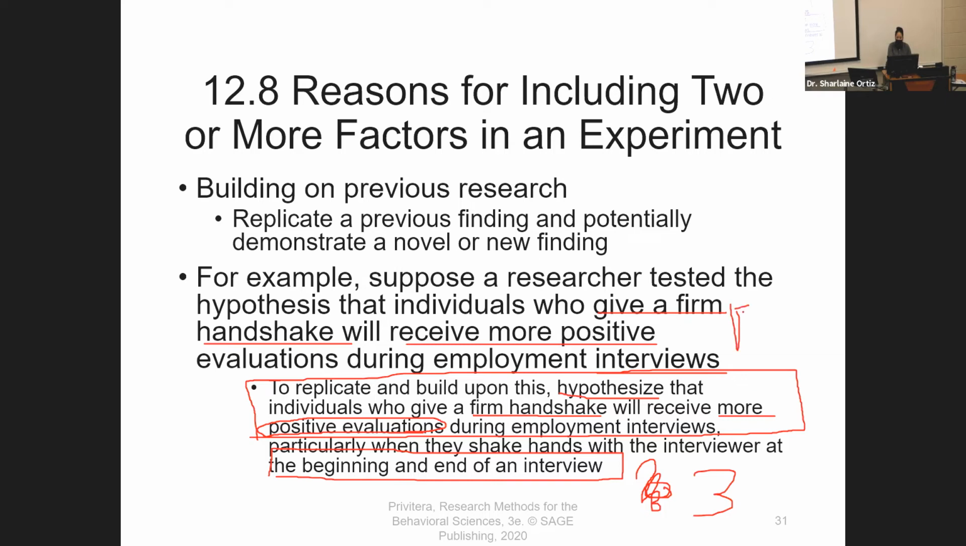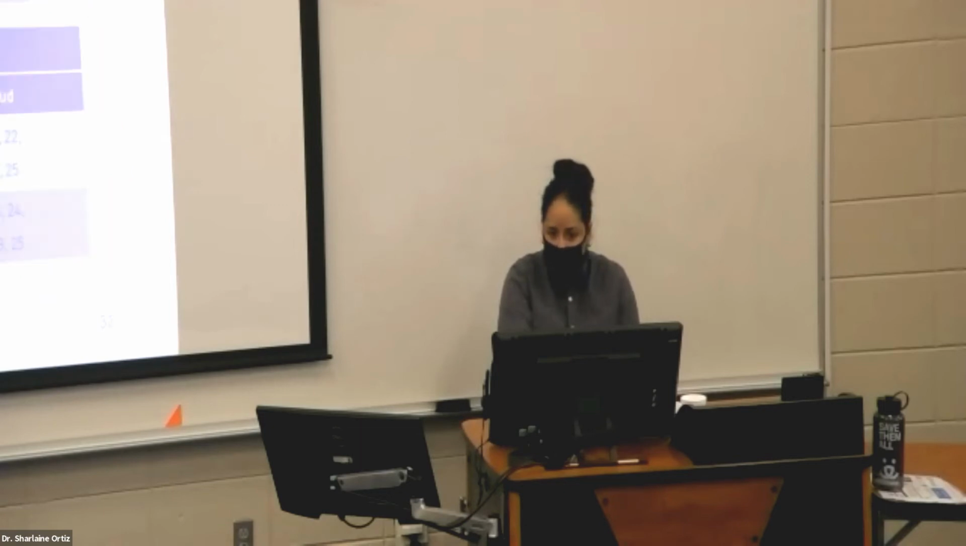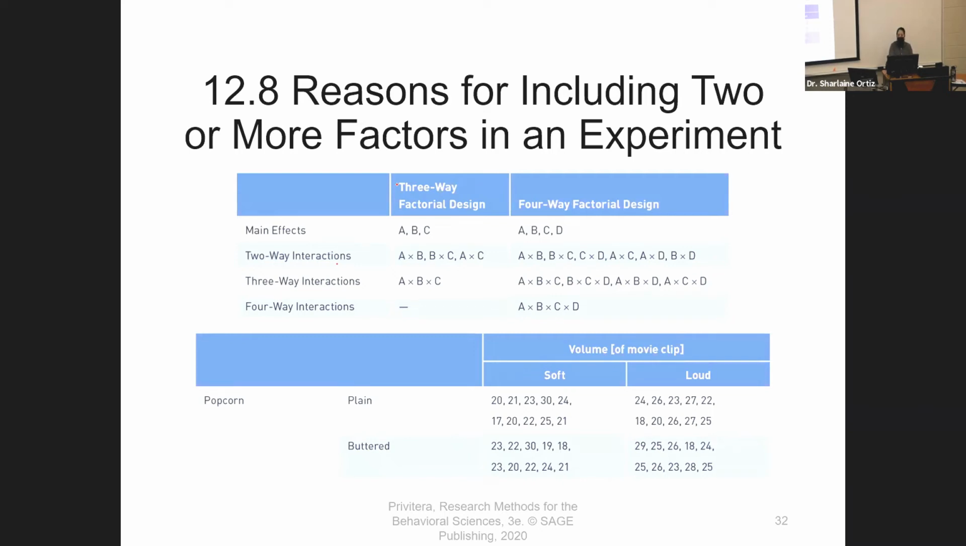Firm handshake, factor A. We also had the positive evaluation as your dependent variable. And our factor B, but here we're going to include another variable. Notice that that is going to allow you to see and expand, not only replicate the previous study, but it's also going to allow you to expand the research that we had in this study. Any questions about that?